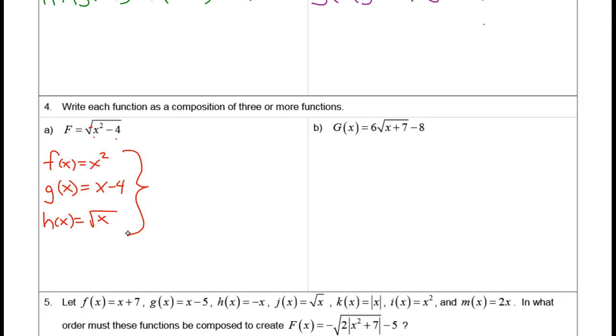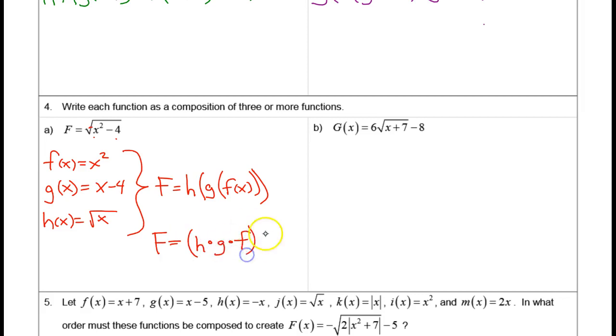And this function now, f, is equal to h of g of f of x. And if you were to write that using the other composite function notation, you would say f is h composed with g composed with f of x. And I know that this right here looks like "hog off," but it's not. It's h composed with g composed with f.